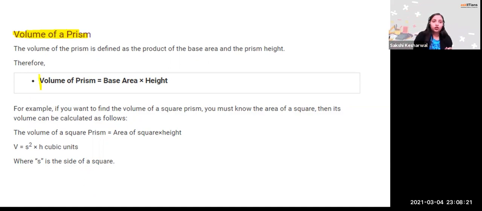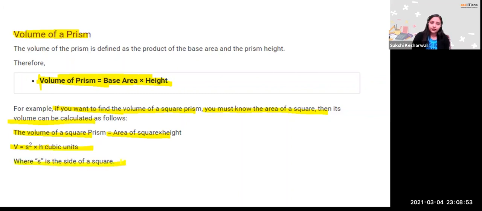So we say that the volume of the prism is equal to base area into height. That's it. Now, for example, if you want to find the volume of a square prism, what is the base? A square prism is basically a cuboid. So what is the area of the base? You must know the area of a square, that is A into A. Then the volume of the square prism is the area of the square into height. So the area of the square is S square into H cubic units, where S is the side of the square. So please write it down, beta.